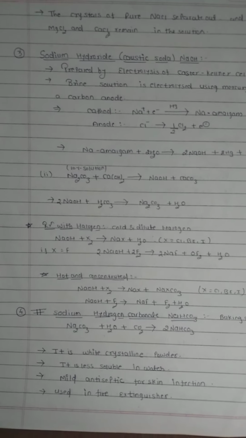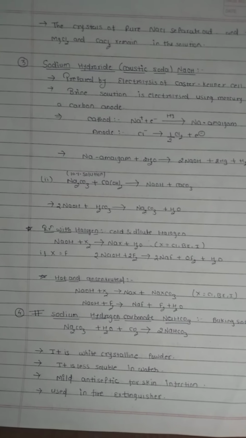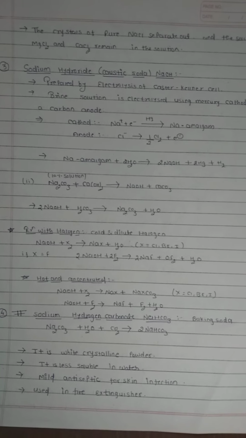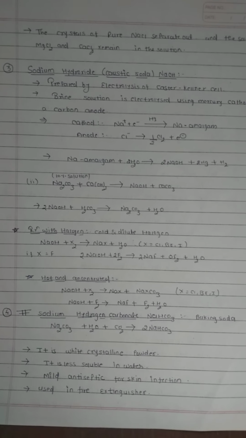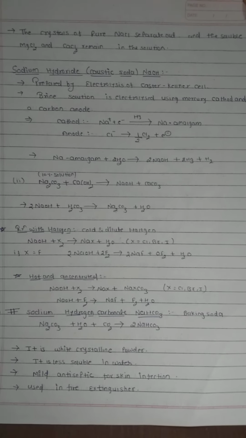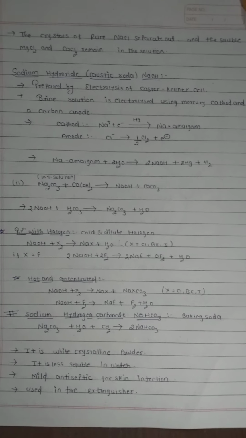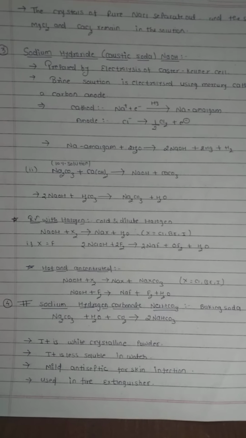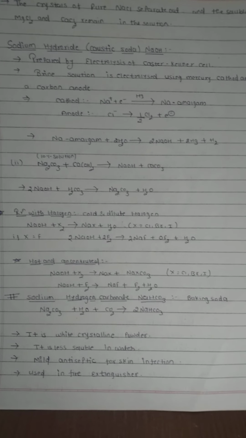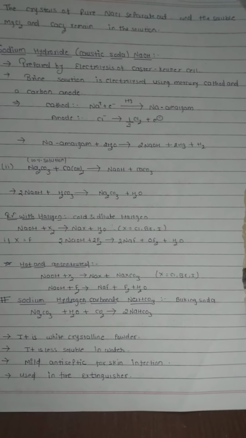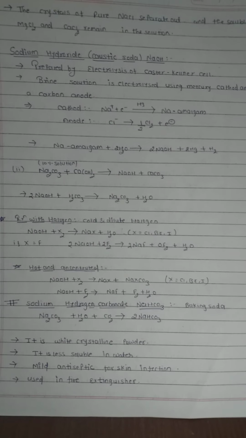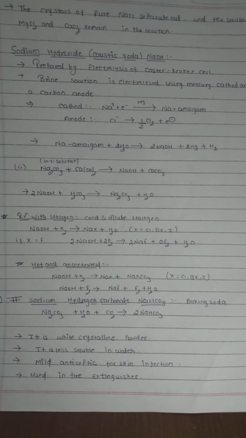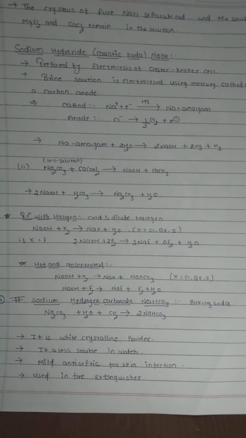It is also called caustic soda. The preparation method is, it is prepared by electrolysis in the Castner-Kellner cell. The brine solution is electrolyzed using a mercury cathode and a carbon anode. That means the brine solution is treated in an electrolytic cell having mercury as cathode and carbon as anode. As we all know, at the anode oxidation takes place and at the cathode reduction takes place.